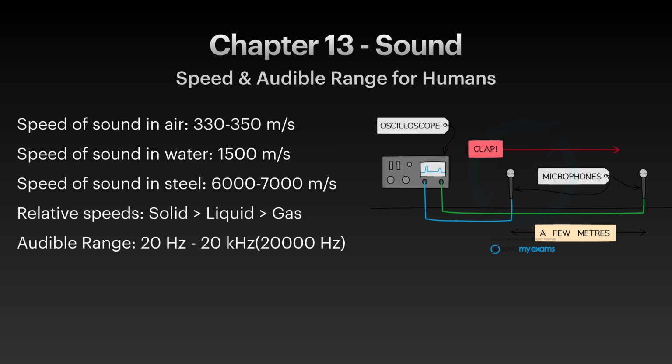The speed at which sound travels varies significantly depending on the medium. In air at room temperature, sound travels at around 340 meters per second. In liquids, such as water, the speed of sound increases to approximately 1480 meters per second, or 1500 meters per second. For solids, sound travels even faster, with speeds reaching up to 6000 meters per second in materials like steel.